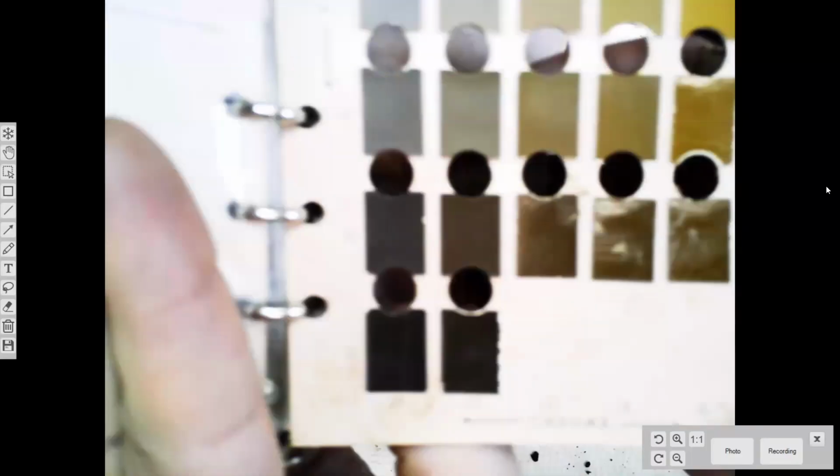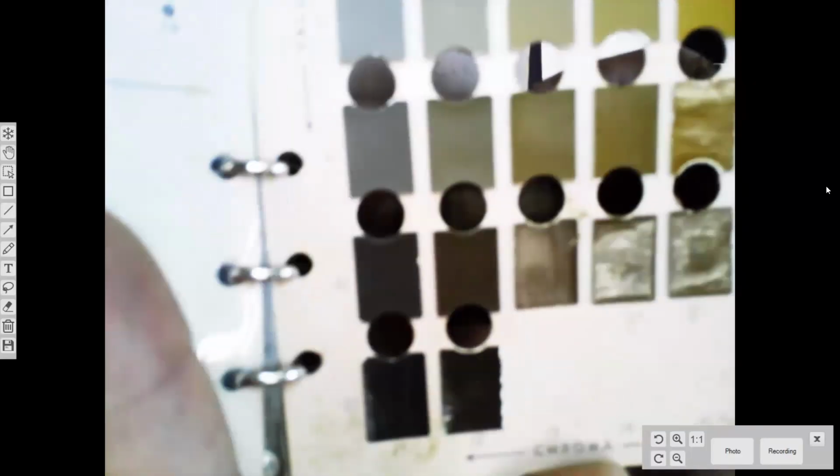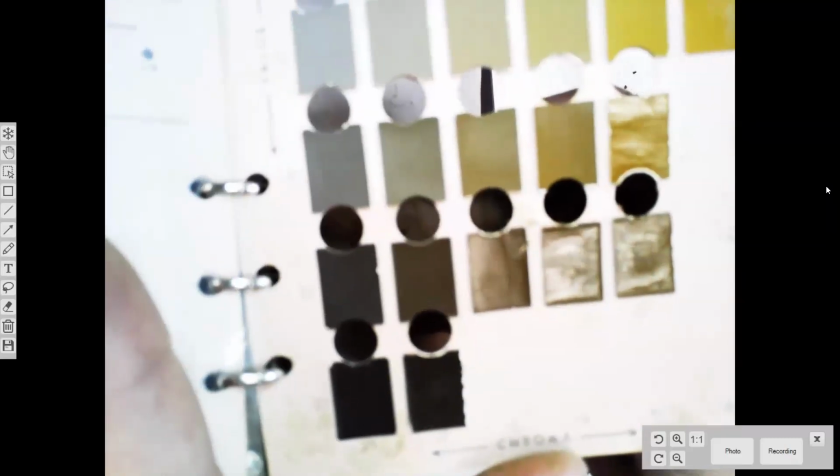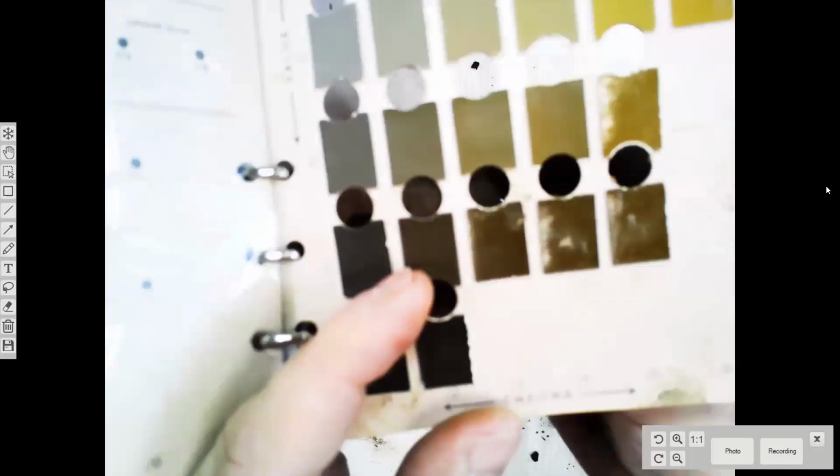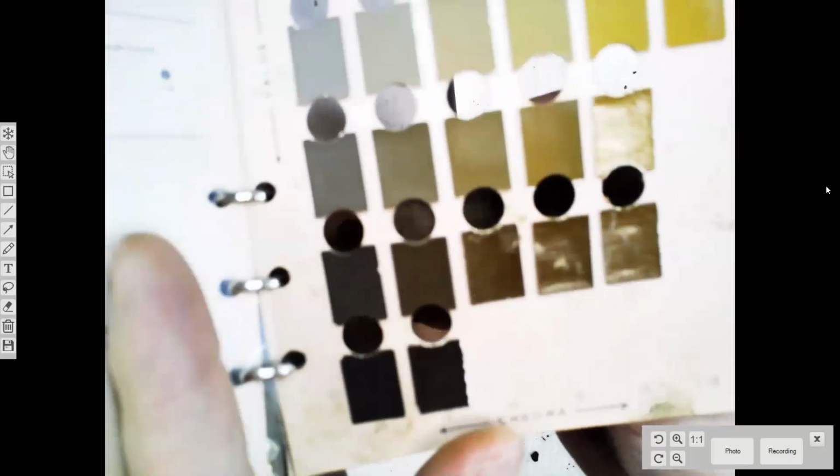I said it's not really focusing well, but I came up with the 10YR 3/2, which is this one right here. So that's the one that matched best for me in here. You may be slightly different, but again, we should all be in about the same ballpark.